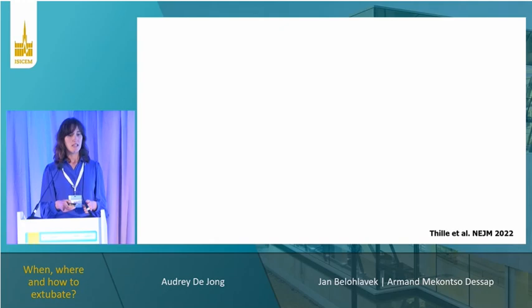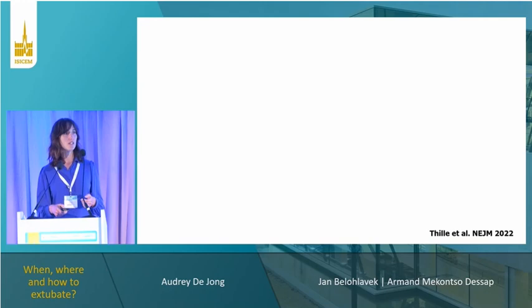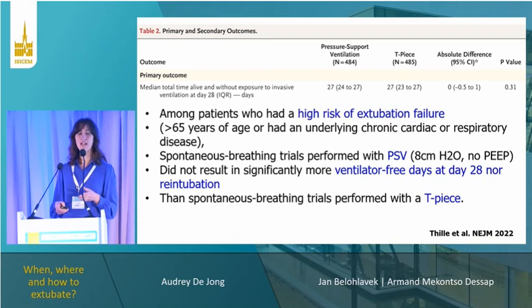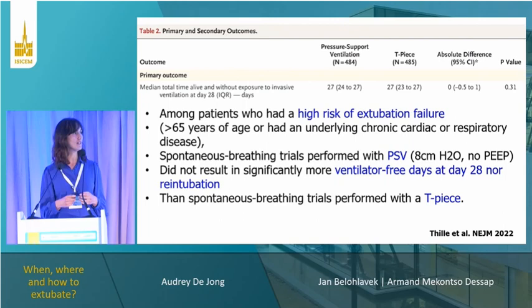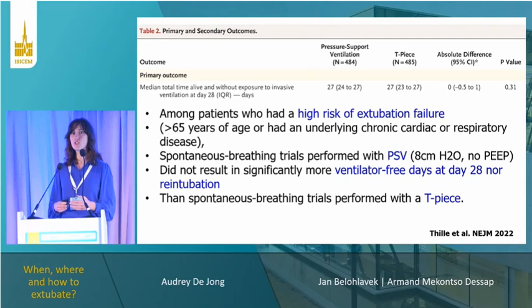Then we had last year the study by Arnaud Thiel and colleagues, published in the New England Journal of Medicine, and they assess patients at high risk of extubation failure, defined as more than 65 years or underlying chronic cardiac or respiratory disease. They found that performing spontaneous breathing trial with pressure support ventilation or with TPS did not result in significant difference in ventilator-free days at day 28 or difference for reintubation. Though maybe for this high-risk patient, you can choose, according to your local practice, to perform pressure support ventilation or TPS, or individualize the management.